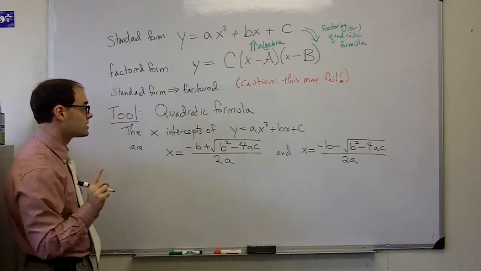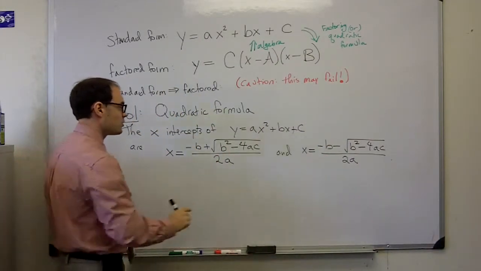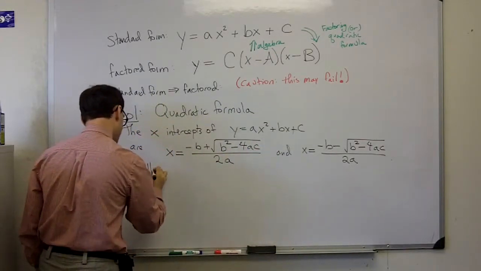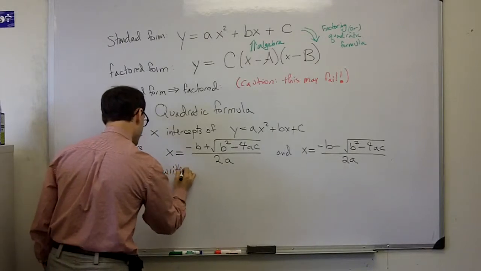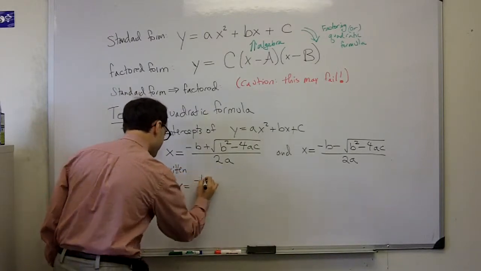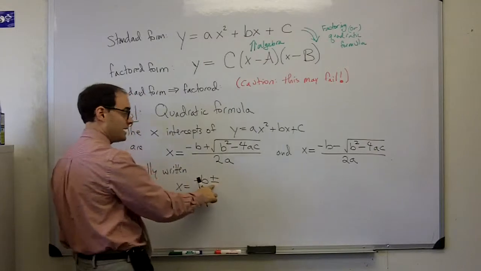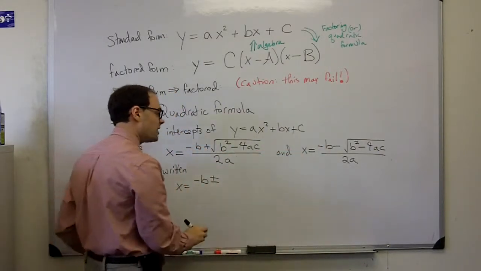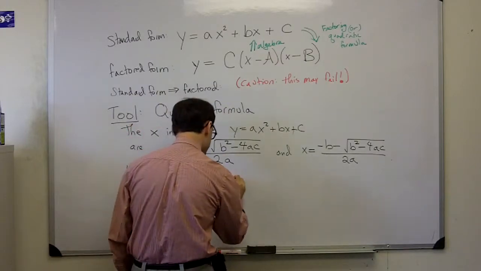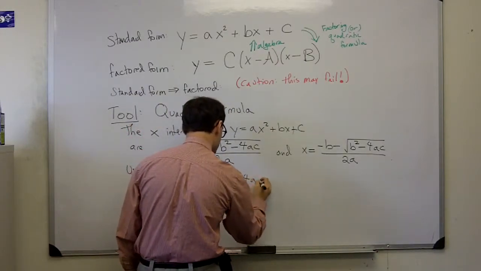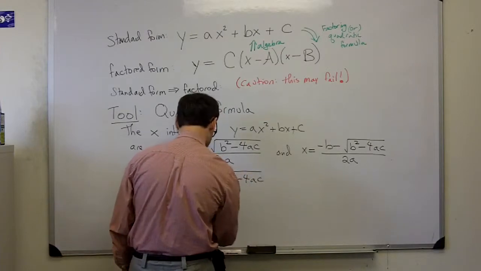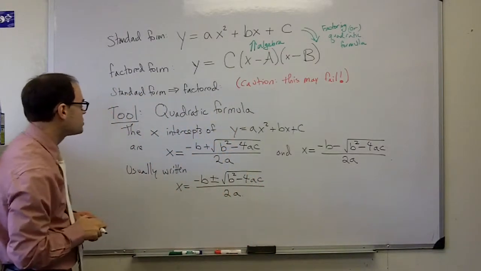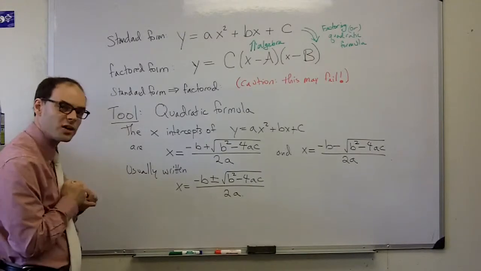So one of the things that people typically will write is they will write these together. So we usually write this as a plus or minus to say that the only difference between these two formulas is that sign. And you need both of them. So that's the tool.